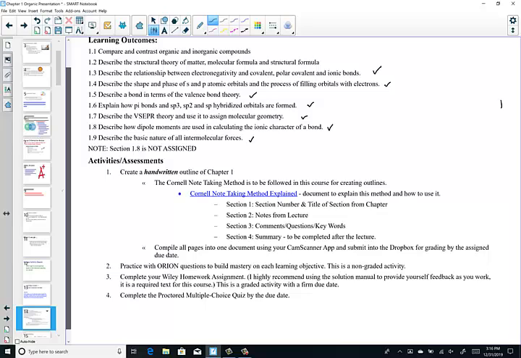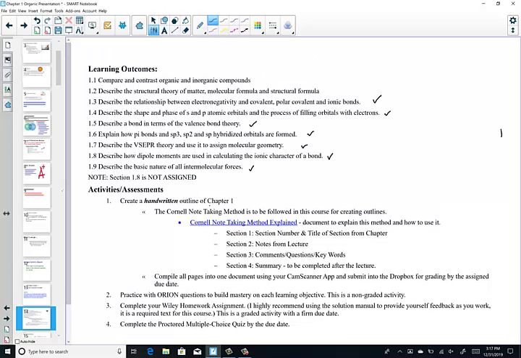Of course, you know every chapter has the following requirements. To create a handwritten outline of Chapter 1 following the Cornell note-taking method. And we describe those 4 sections of the note page as you're taking notes from class. You'll compile all those pages onto a single document for uploading into your Dropbox using CamScanner. A non-graded practice but highly recommended is the Orion to build mastery. It's non-graded, but most students who do this find high success in the course.